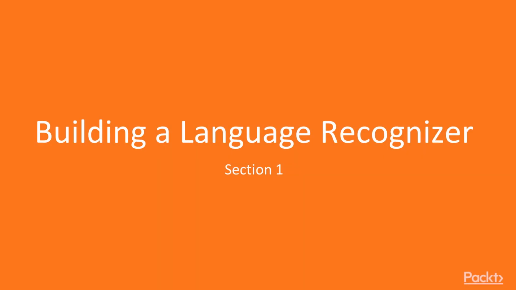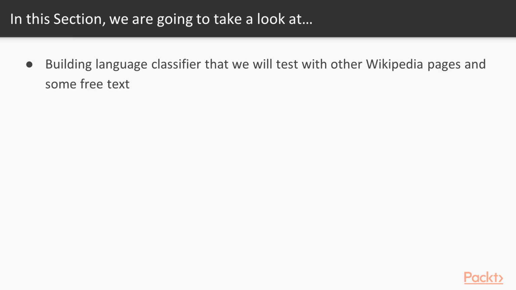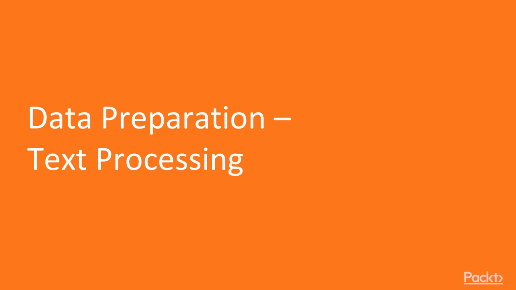In this section, we will build a language recognizer. Starting from Wikipedia pages, we will build a language classifier that we will test with other Wikipedia pages and some free text. Let's start with data preparation and text processing.